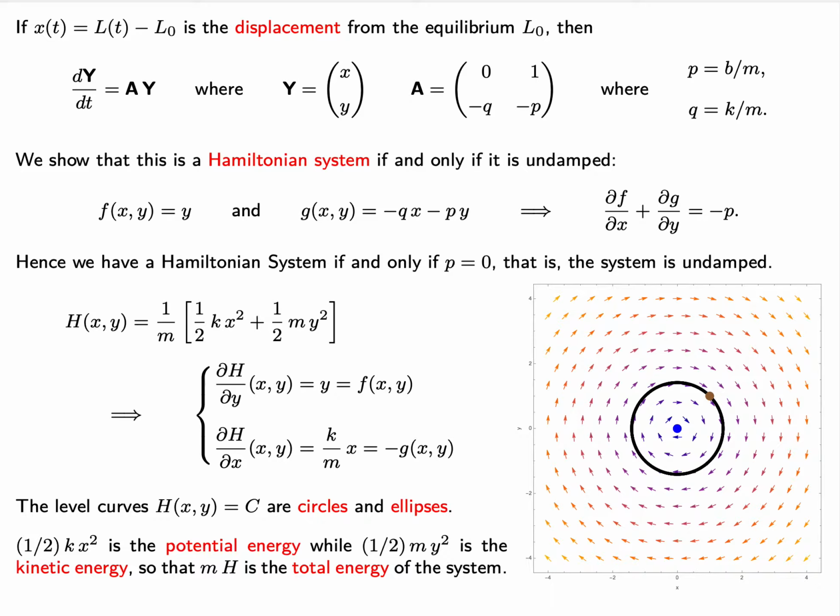Our 1/2 kx squared is the potential energy, while 1/2 my squared is the kinetic energy, such that the scalar m times our function H is the total energy of the system. We'll use this so that today we can discuss dissipative systems.